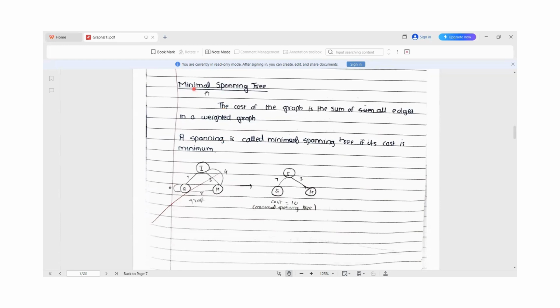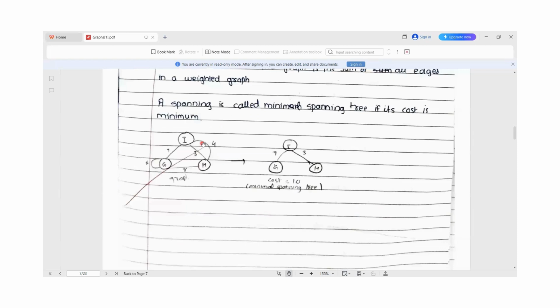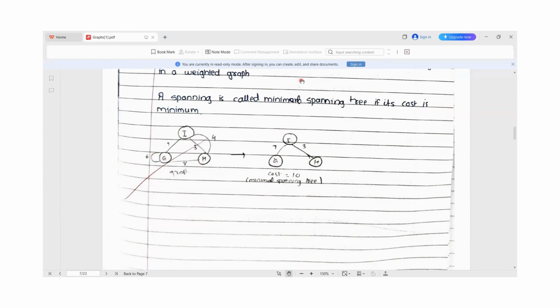Minimal spanning tree means that the cost of the graph should be minimum. The cost is defined as the sum of the edges in the graph. In this spanning tree, the cost is 7 plus 3, that is 10. We can find multiple spanning trees of this graph, but the cost will be minimum for this particular one. So this is called a minimal spanning tree.